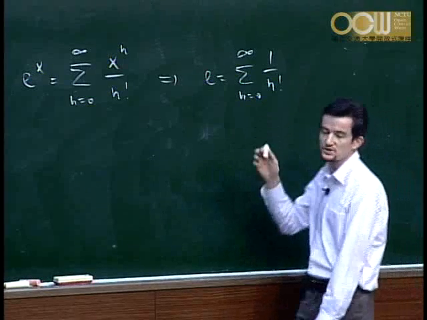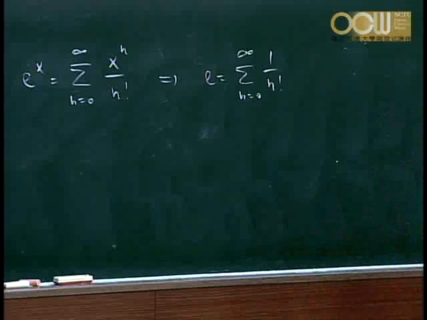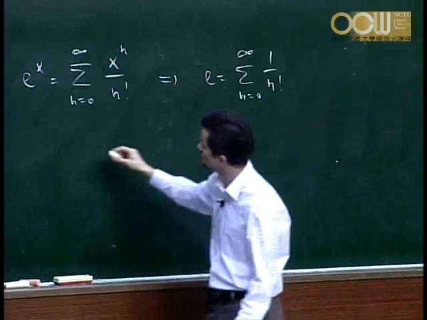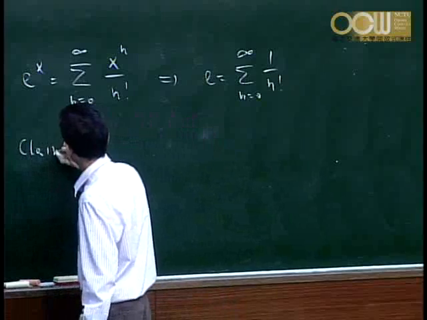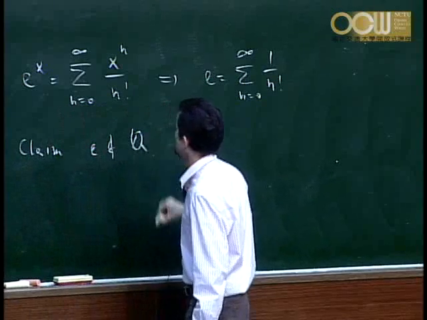Now, another interesting application of this identity: maybe you have heard in high school that E is an irrational number, not a rational number, and this can actually be proved from this. So E is irrational, not in Q.